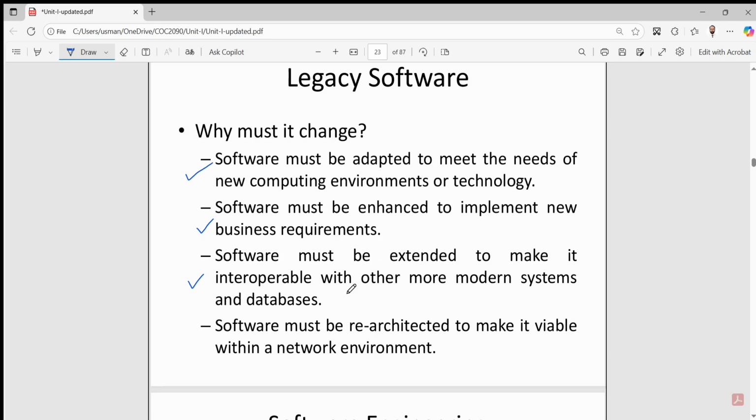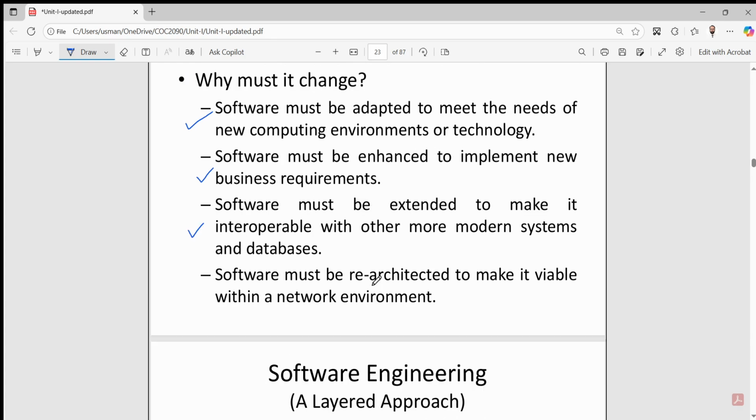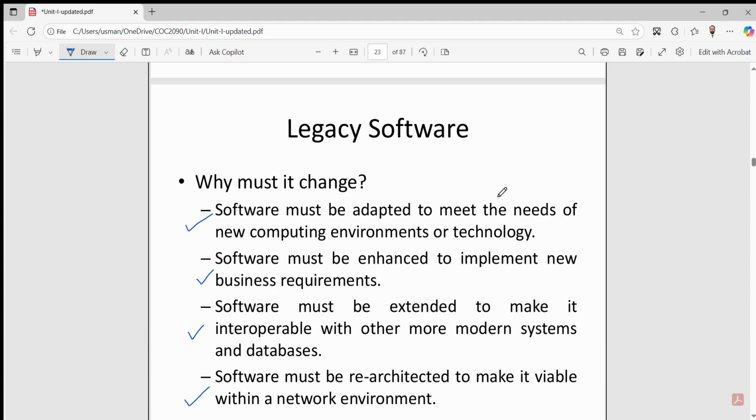Software must be re-architected to make it viable within the network environment. So software should be restructured so that it can have its presence in the complete networking system now. Lots of networking devices are coming up, and the software has to integrate with those devices, send some polling data, and handle some parameters that need to be monitored on the networking devices. These are some of the reasons why the legacy system should change.